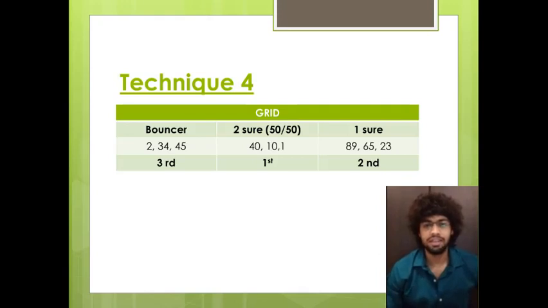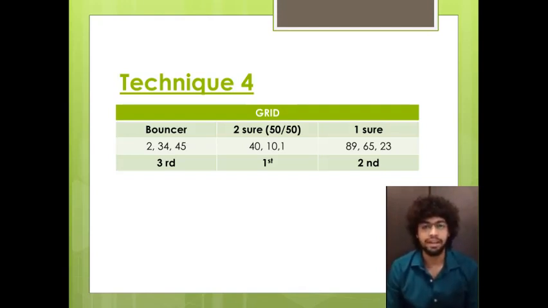Now the last technique is somewhat procedural. When you attempt the questions in the prelims paper, make a grid, and in this grid make 3 columns: the first for the bouncer category questions, the second for the 50-50 sure questions, and the third for the 1 sure questions, wherein you know that one option is 100% wrong and the answer lies in one of the 3 options. While answering the questions, just make note of the questions in the respective categories. Like question 2, 34 and 45 are under the bouncer category. Question number 40, 10 and 1 are 50-50 questions. Question number 89, 65 and 23 fall in the 1 sure category.